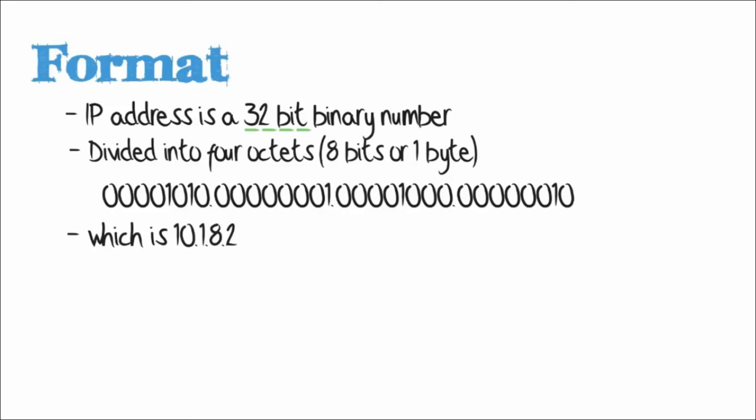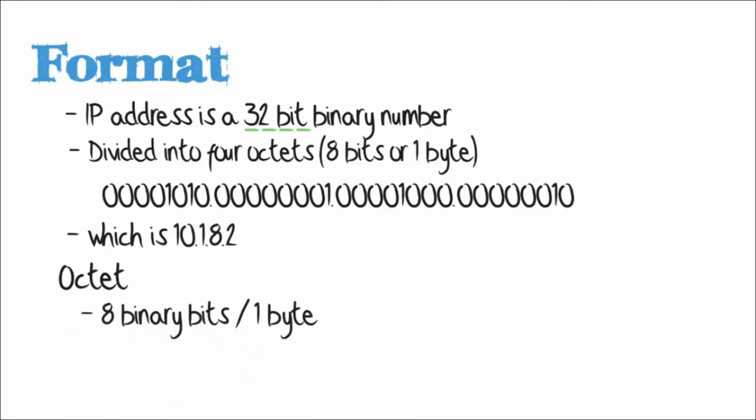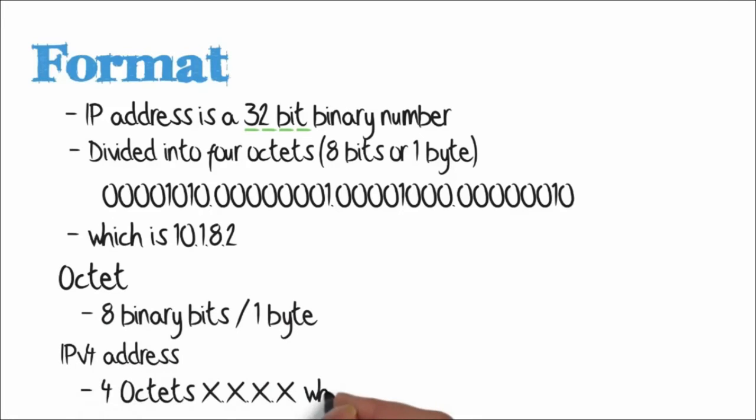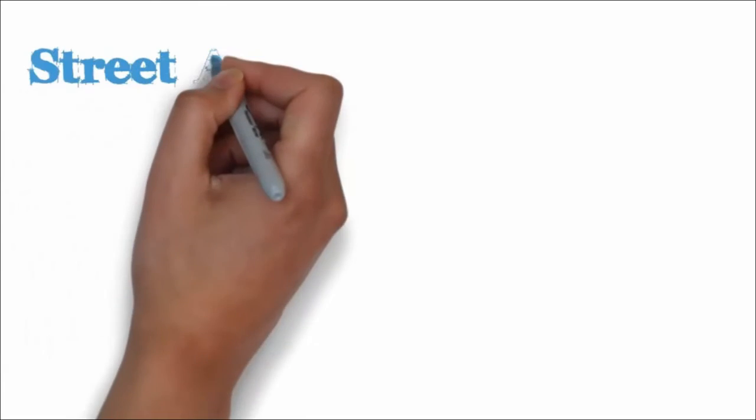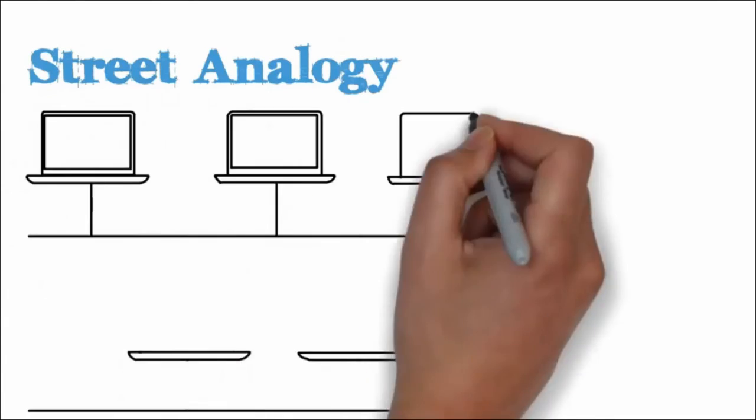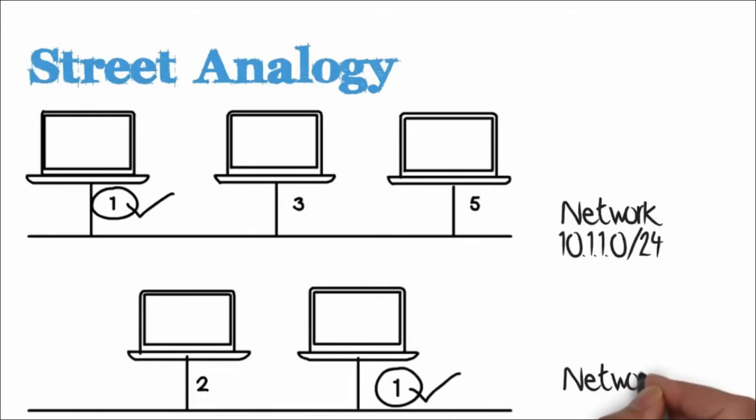Please refer to the binary videos if you're not sure about the formatting or conversion of binary to decimal and back again. An octet is 8 binary bits or 1 byte. 1 byte equates to 8 binary bits. So an IPv4 address consists of 4 octets, such as x.x.x.x, where x is an octet or 8 bits or 1 byte.